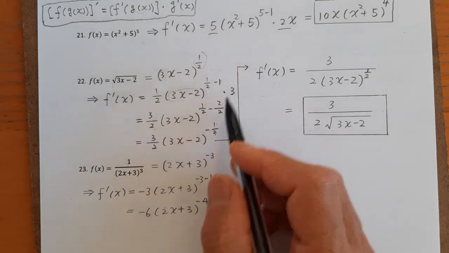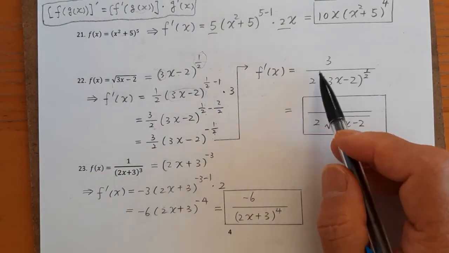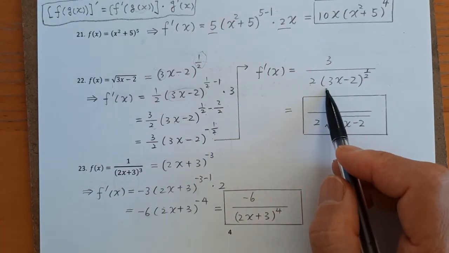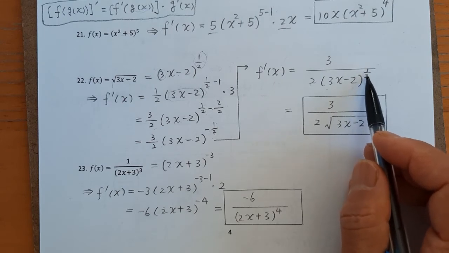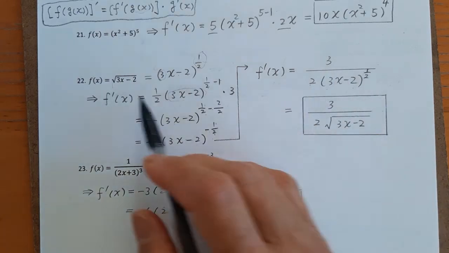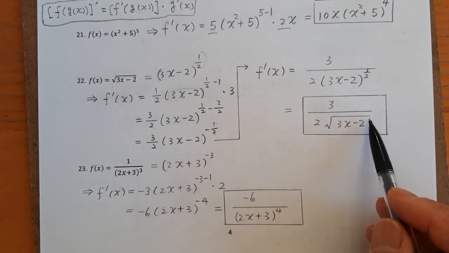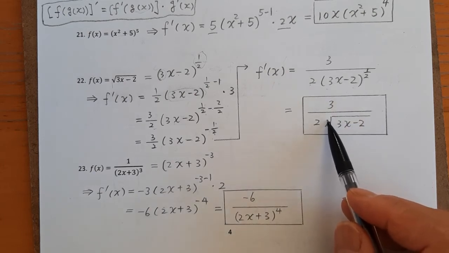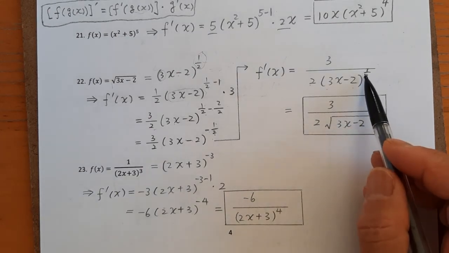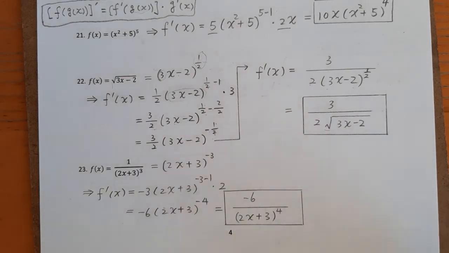And then change back to radical form because original is a radical form. So it's 3 over 2. This negative 1 over 2, bring down to the denominator. Get positive 1 over 2. 3x minus 2 to the power 1 over 2. Change back to radical form. So it's 3x minus 2 in parentheses to the power 1. And then here's 2. And this power 1 you don't write out, it's 3x minus 2. And this 2 you don't write out, it's the square root of 3x minus 2.